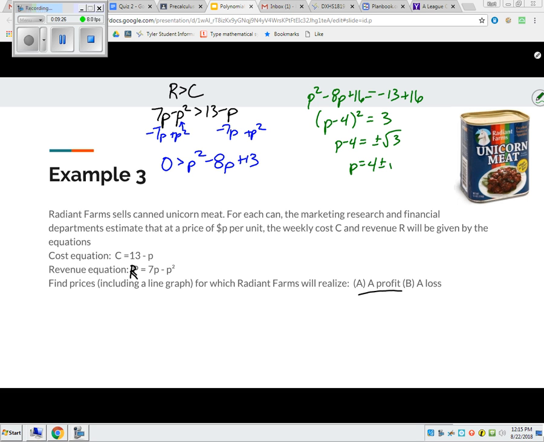Add 4 to both sides. I get these critical numbers that look a little bit messier this time, but that's all right. We're going to work with them. And those are the 2 numbers that go on my number line.